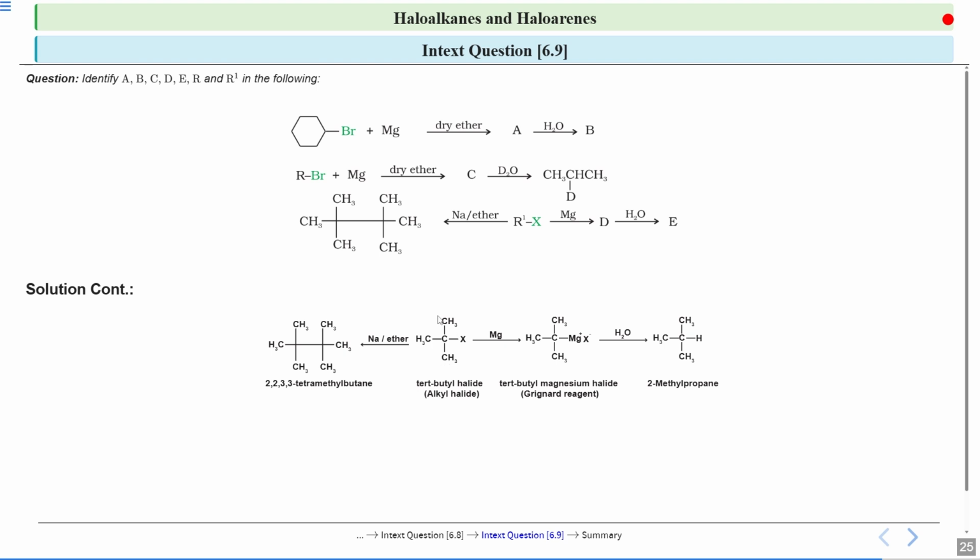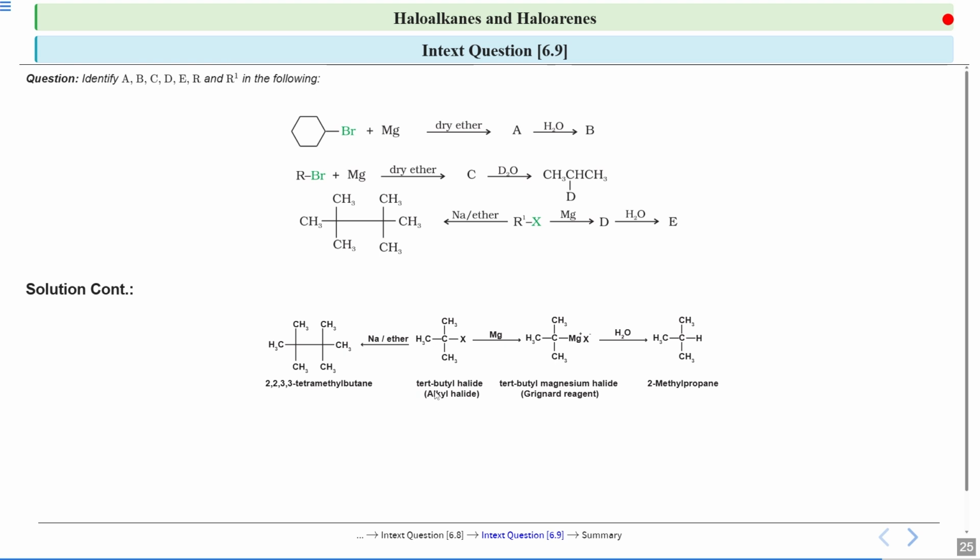Okay, and when this R1X is reacting with sodium in presence of ether, you are getting a dialkyl, that is 2,2,3,3-tetramethyl butane. This is the IUPAC name of this structure. And from this structure already given in the question, you can identify what will be your R1, because if alkyl halide is reacting with sodium metal in presence of ether, you will get your product as a dialkyl. Okay, so only this single alkyl will be your R1. So you take this single alkyl and put it here as R1.